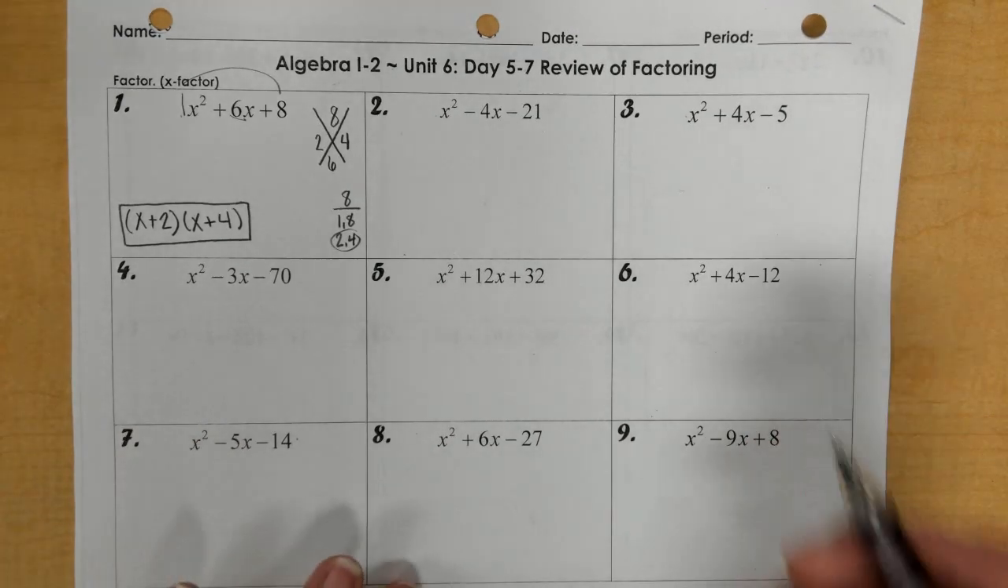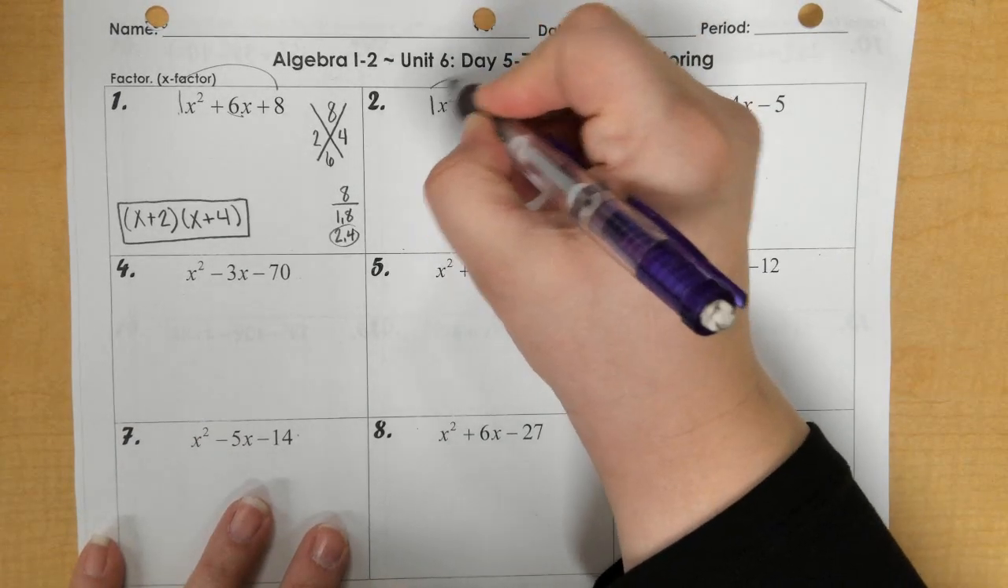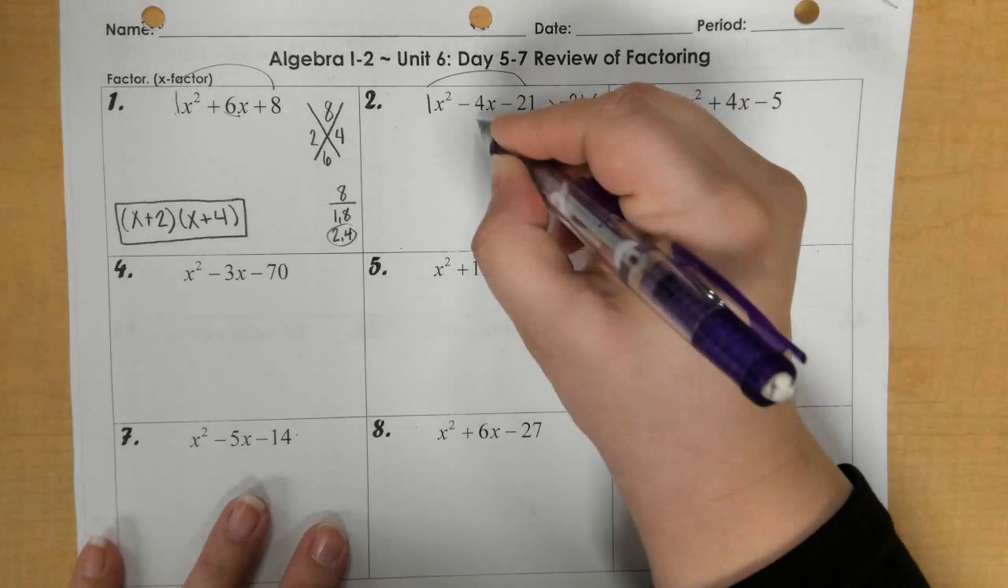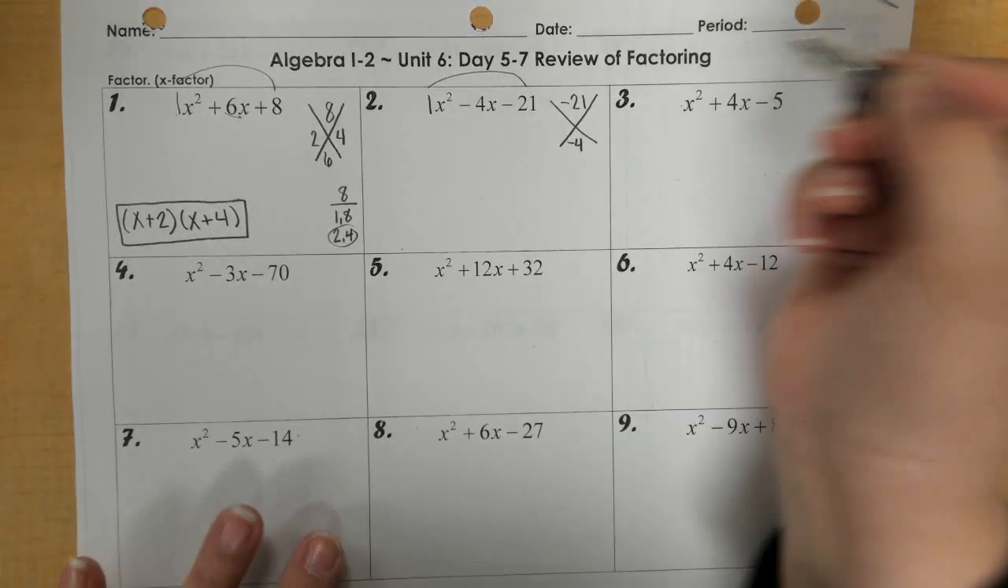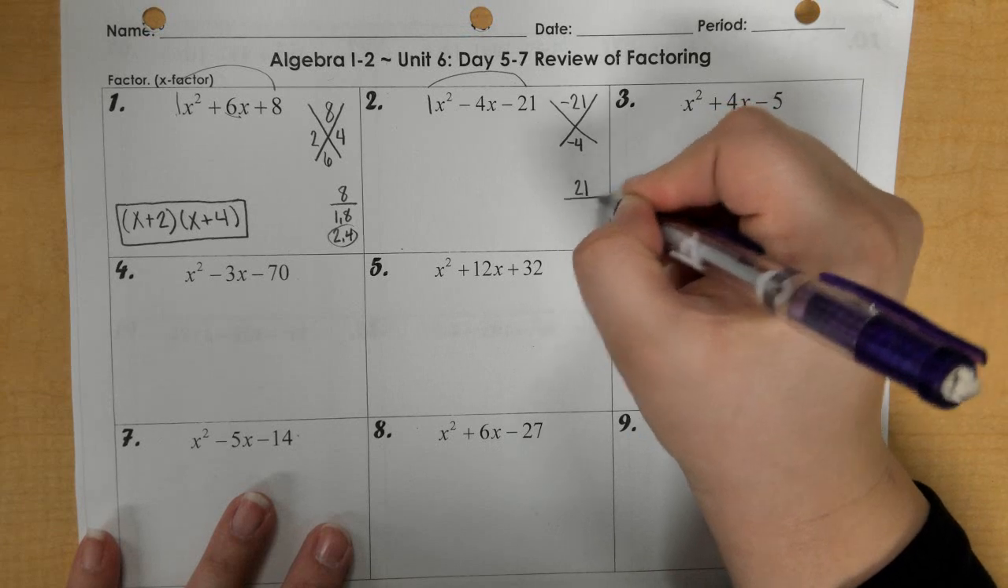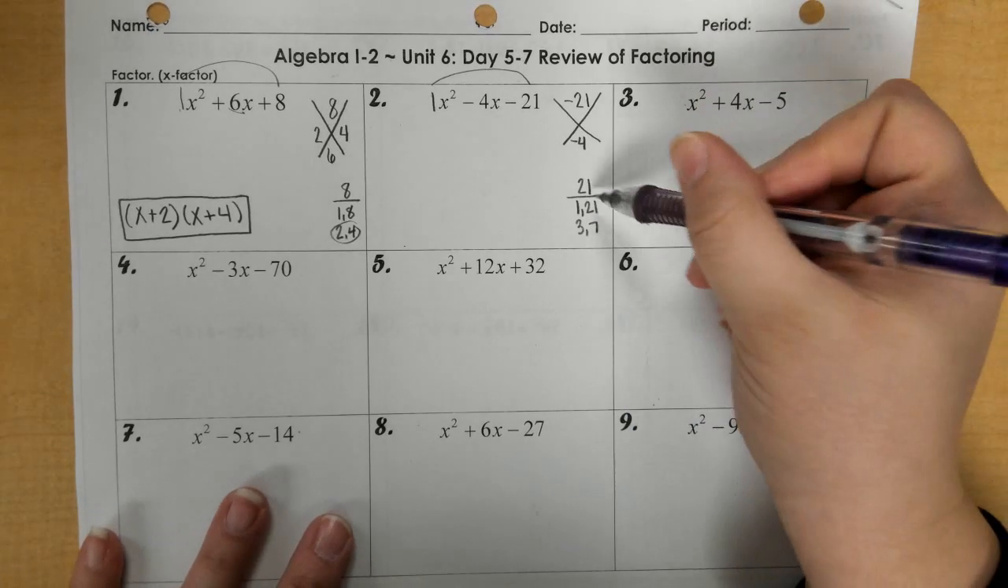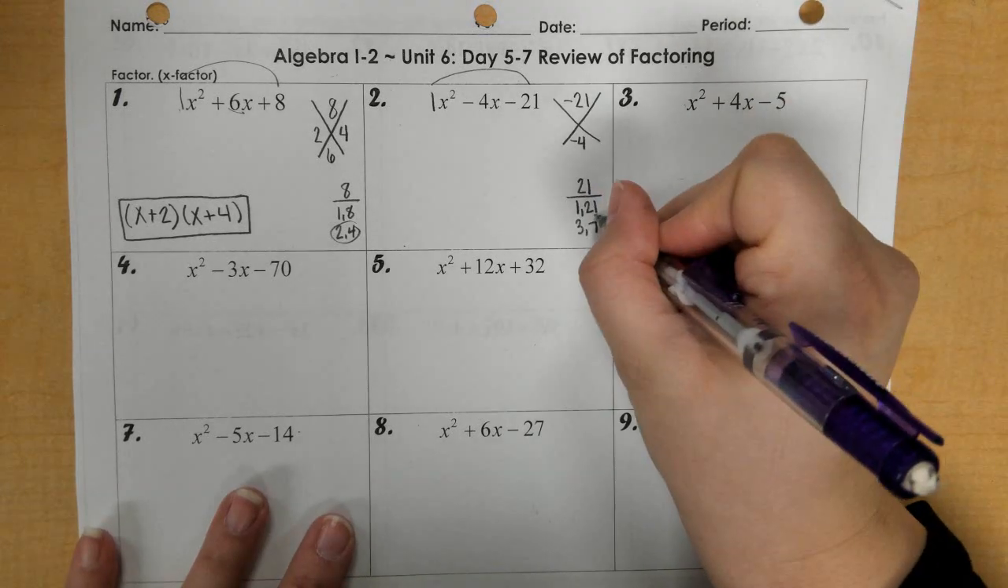Okay, one more like that. So 1 times negative 21, and we're trying to get to the middle number, negative 4. So 21 would be 1 times 21, 3 times 7. So which one can get to negative 4?